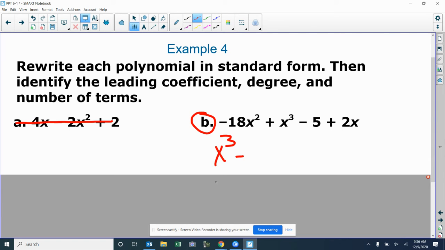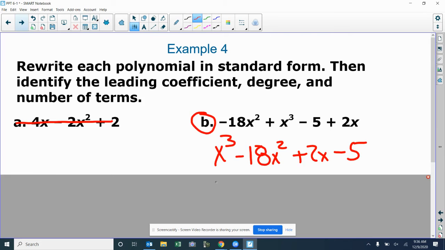X to the third will be first. Minus 18x squared plus 2x minus 5. Be careful what your lead coefficient is. 1, isn't it? Okay? What's the degree of this polynomial? 3. Degree of 3. And of course, there are 4 terms.